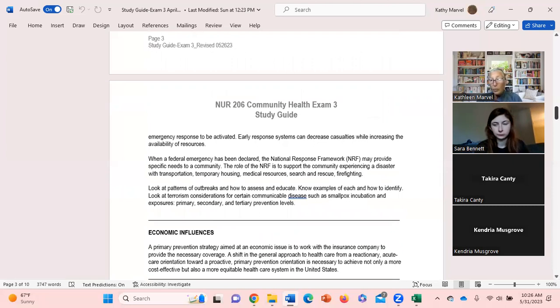Please know what the National Response Framework is. It's right here, the NRF. Okay, FEMA is a big responder to disasters, but within FEMA, we have the National Response Framework. This particular organization has specific needs provided to the community. Okay, and here are their needs. So if you have a question about what the National Response Framework provides, here's what they provide: transportation, temporary housing, medical resources, search and rescue, firefighting.